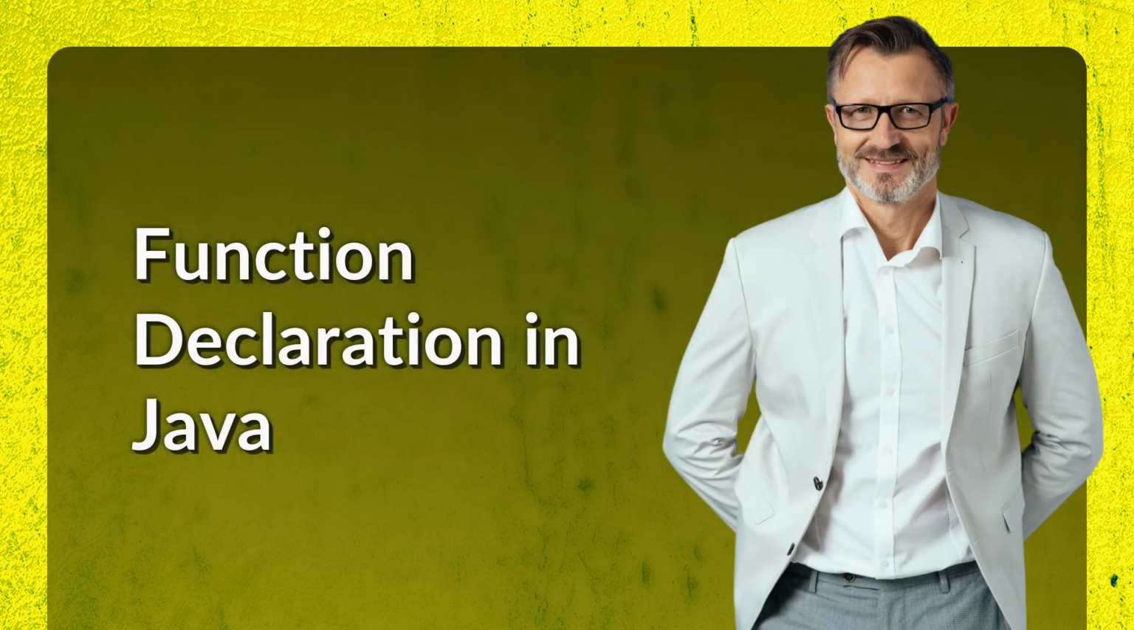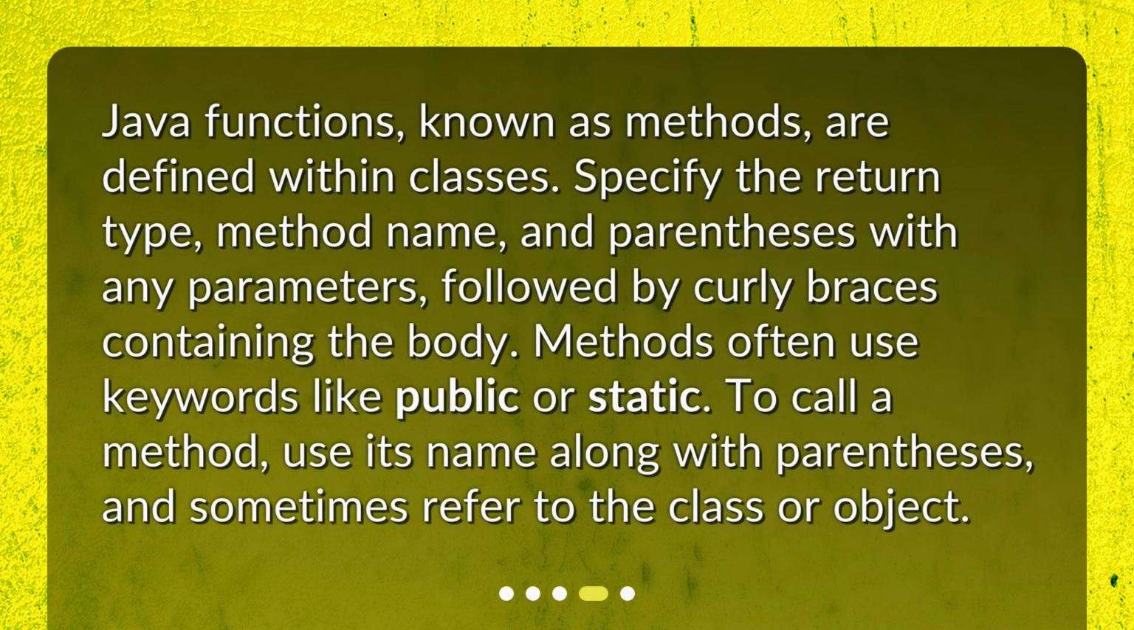Function declaration in Java. Java functions, known as methods, are defined within classes. Specify the return type, method name, and parentheses with any parameters, followed by curly braces containing the body. Methods often use keywords like public or static. To call a method, use its name along with parentheses, and sometimes refer to the class or object.